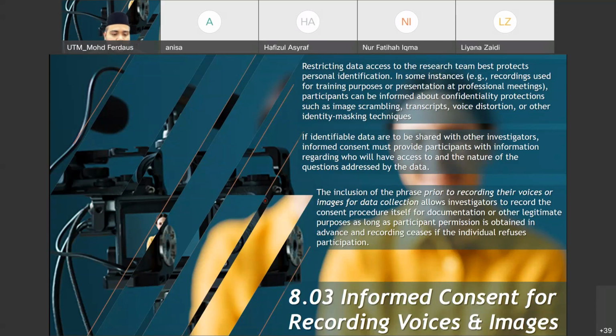So in this case, when we want to audio record or video record, the first part when we start recording, we have to ask them, "Before we start, I would like to confirm again, do you agree to be video recorded? Do you agree to be audio recorded?" So why? That is the first thing: the consent given by the participant is recorded. That is what is meant by the inclusion of the phrase prior to recording their voices, and then record the consent process itself for documentation. So we need to record that.